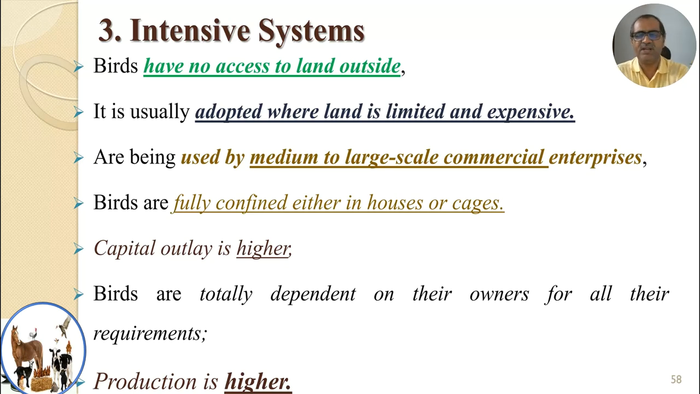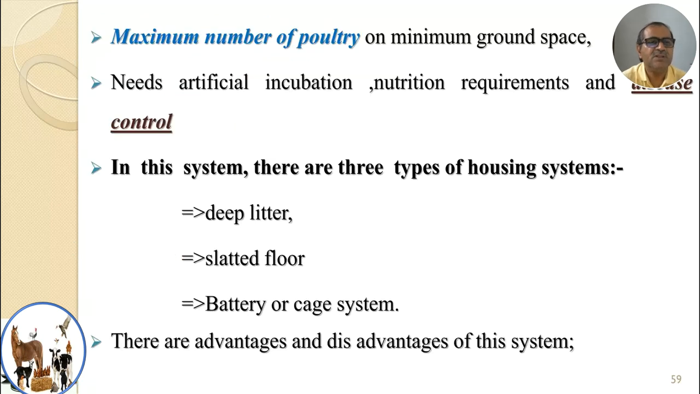Birds are totally dependent on their owners for all their requirements, starting from feeding, management, then also the housing, the watering, the vaccination, everything. They are totally dependent on the owner, whereas the production cost is very, very high. Even then, this type of system is being adopted as it is commercially viable when the number of birds reared is very, very high. Apart from this one, the maximum number of poultry on minimum ground place, that's the advantage of this.